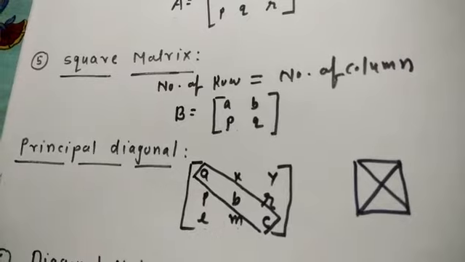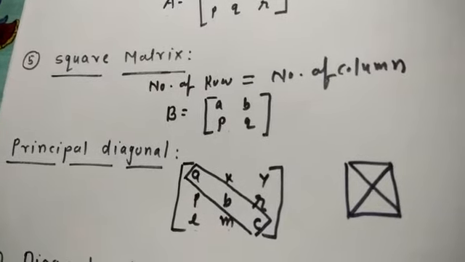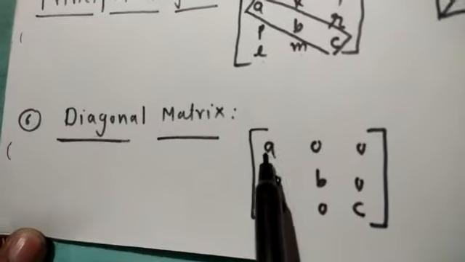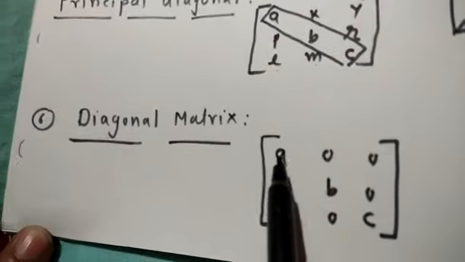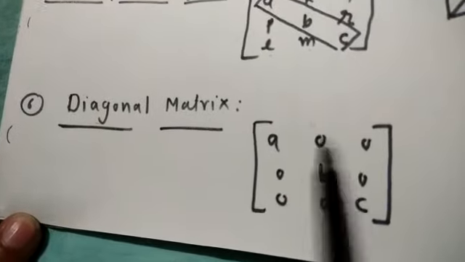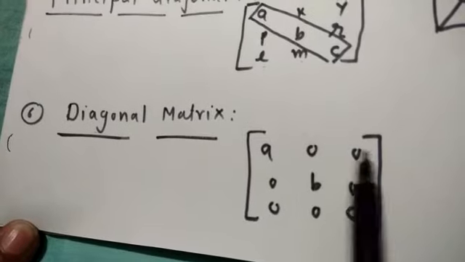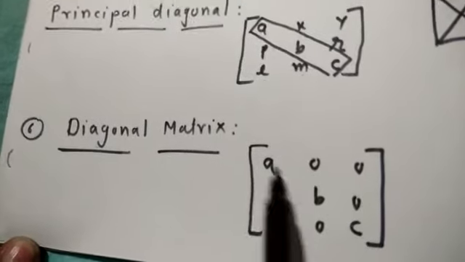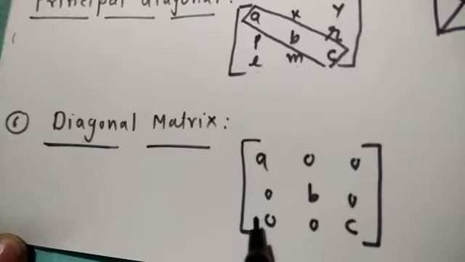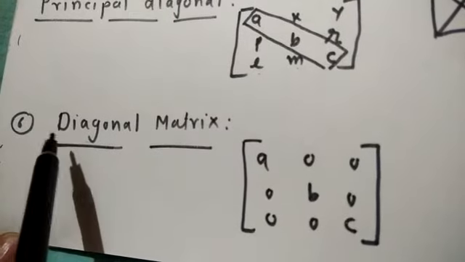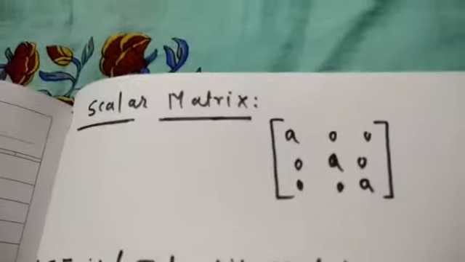Now let's come to the next type, diagonal matrix. This is the example of diagonal matrix. In the diagonal matrix, at the diagonal are A, B, C and all other elements are 0. Upper 3 elements are 0, lower 3 elements are 0, means other than the diagonal all the elements are 0. This is the definition of diagonal matrix.